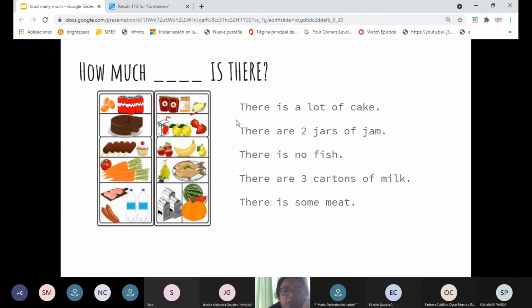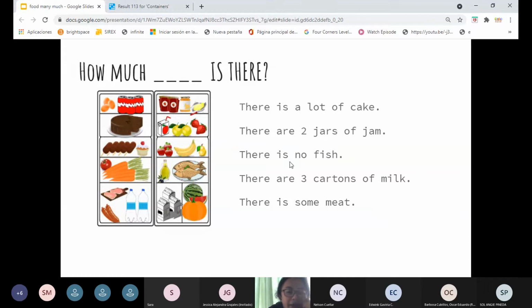Good. How about this one, guys? It says there are 2 jars of jam. Recuerden que aquí, esto que voy a poner acá no se cuenta, pero como en la respuesta sí lo puedo contar, entonces voy a utilizar there are, ¿no? Porque sí lo puedo contar. What would be the question here, guys? Who's the volunteer to read that question? How much jam is there? Excellent, Nelson. All right. How much jam is there? So there are 2 jars of jam.